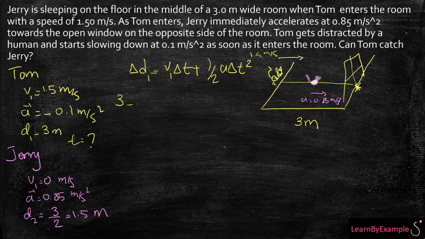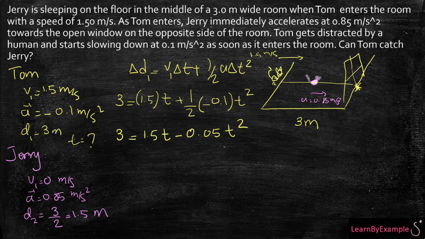So I have 3 equals, for my V1, I have 1.5, for my delta T, which is unknown, I have half, acceleration is 0.1, and it's a negative number, and my T squared is going to be here. Okay, this looks like a quadratic equation. I'm just going to rearrange this first. So I have 3 equals 1.5t, half times 0.1, I have minus 0.05 t squared.